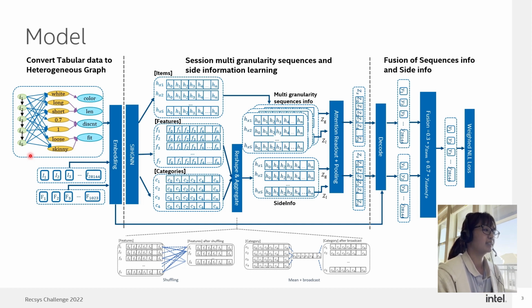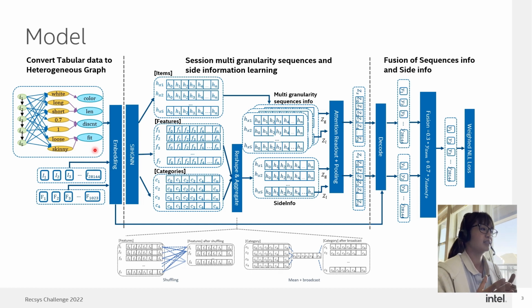Then we use a second type of node, which is a feature. Since the features in the data set are anonymous, we think of the features as meaning something. For example, the feature maybe means the color is white, the length is long, the discount is 70%, something like that. Then we link the item to the corresponding features. The third type of node is a category, which means what is the feature category of this feature. And then we build this heterogeneous graph.